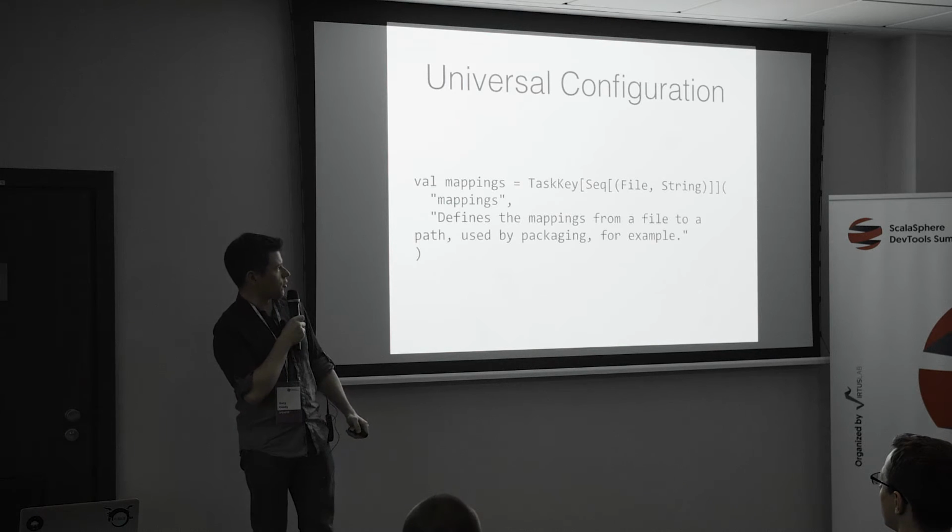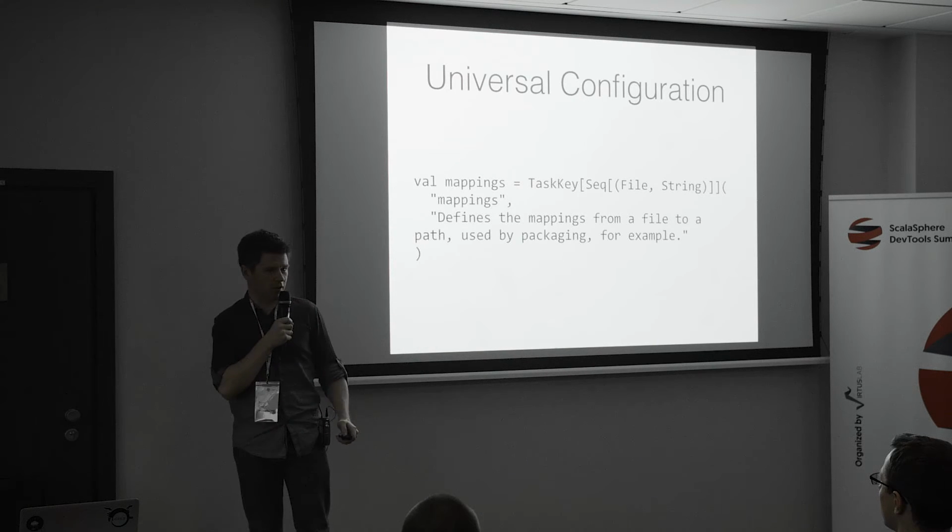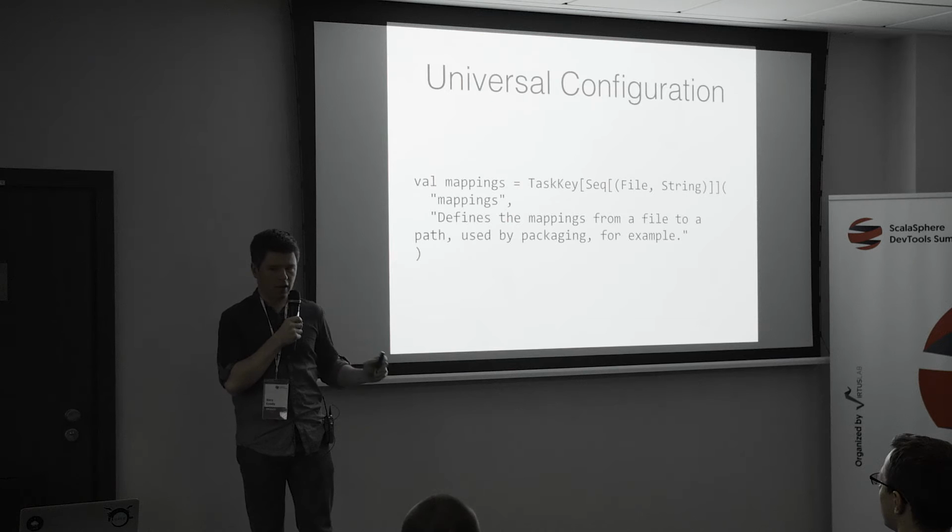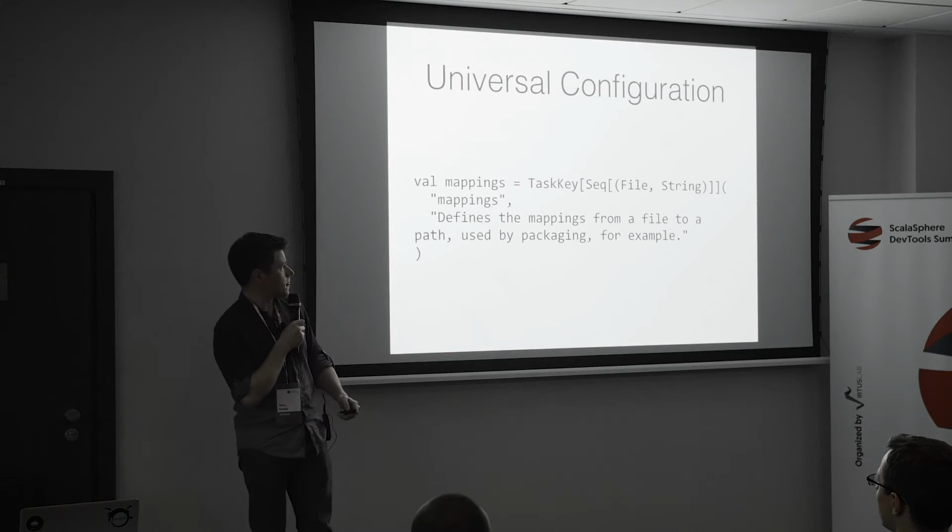And the most important bit in the universal configuration is the task called mappings. Mappings maps java.io.File objects to a path within a notional archive. And this defines the layout of your system, so where the files go and how they will be seen at runtime.